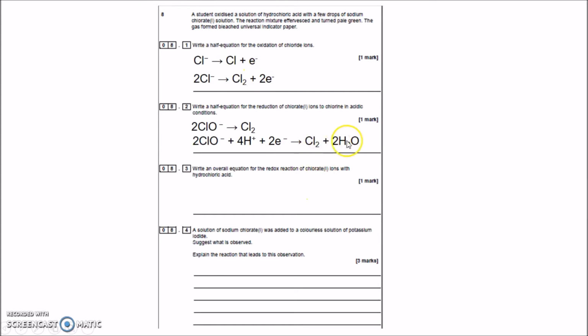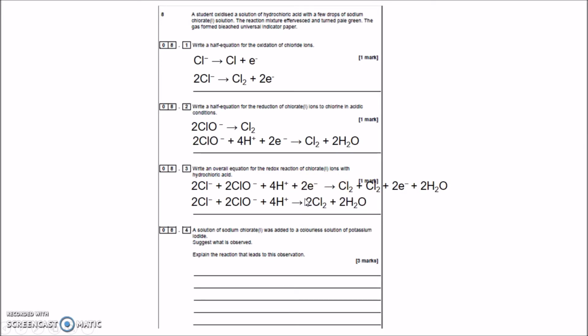And on this one Cl₂ and 2H₂O. So I combine all those. Everything on the left of these two equations goes on to the left of the overall, and everything on the right of these two equations combines and goes on the right. Now, can I simplify this a little bit?